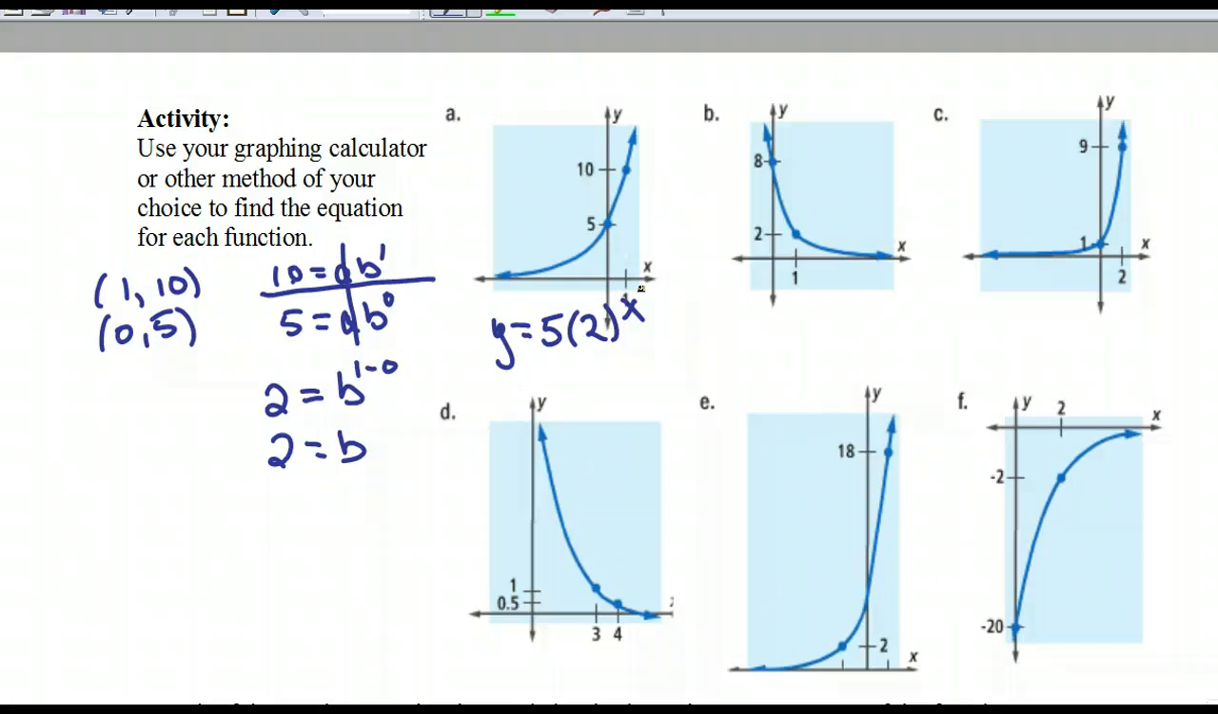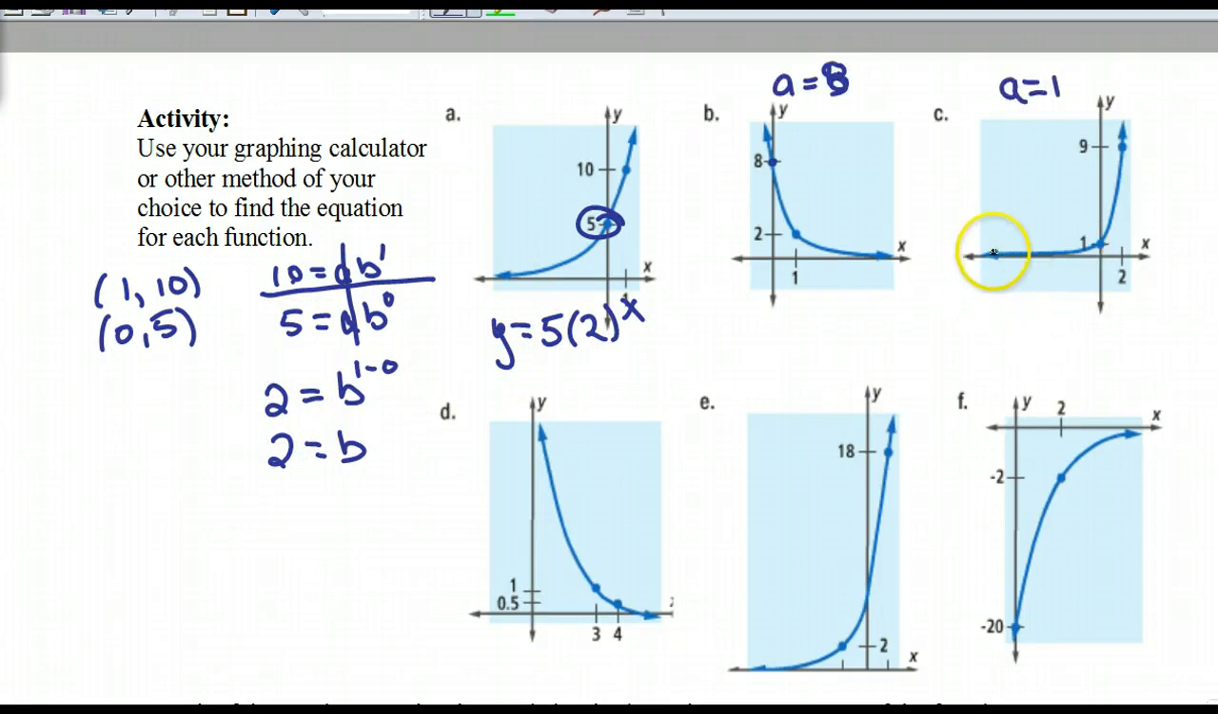Let's look at another one. Let's do C. Because 5 is the initial. It's where it crosses the y-axis. Yep. Okay? Let's look at C and try to do the same thing. Wait, hold on. What about 10? Where did 10 go? 10 divided by 5 was 2. Yeah, but why did you put 5 back in there? Because it was the first one.